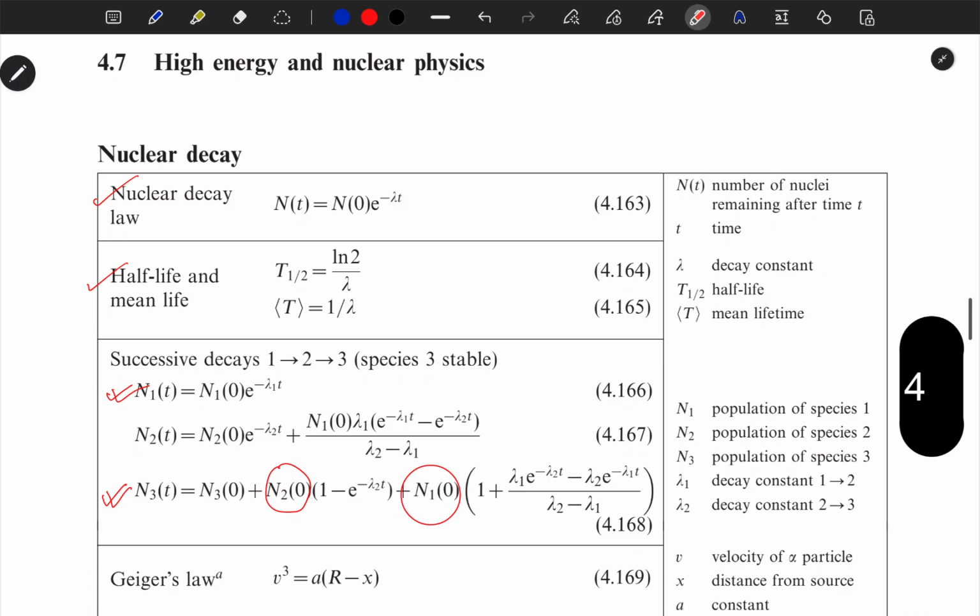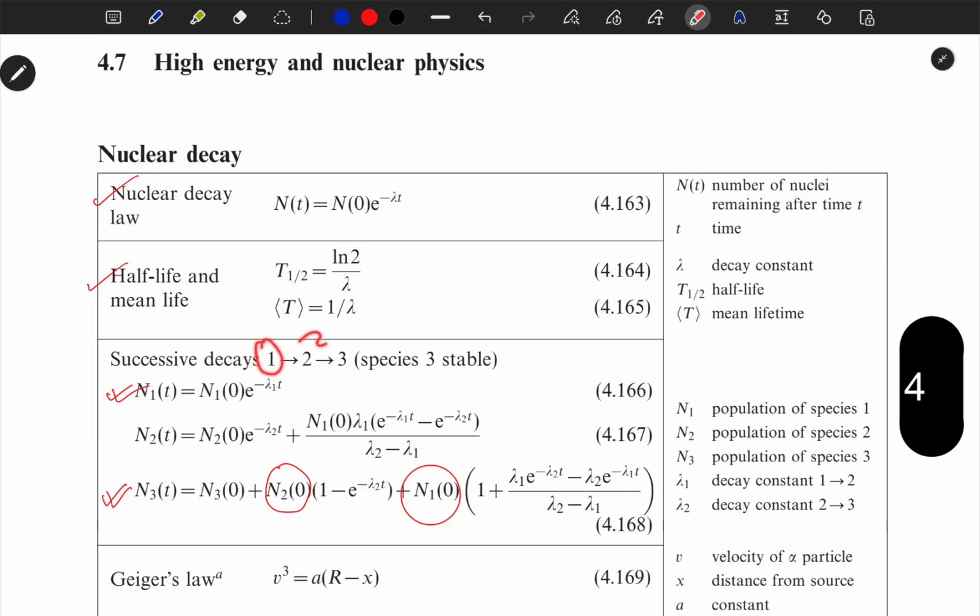High energy and nuclear physics, nuclear decay: N(t) = N0 e^(−λt). N indicates the number of particles remaining in the system. At time 0 it will have N0 particles, but as time goes on it will fall. Half-life is when it reaches half of the particles, so N(t) will be N0 by 2, then t half will be ln 2 by λ. Here λ is the decay constant and the average of t is the mean time, so the reciprocal of λ, 1 by λ, is equal to the mean time.